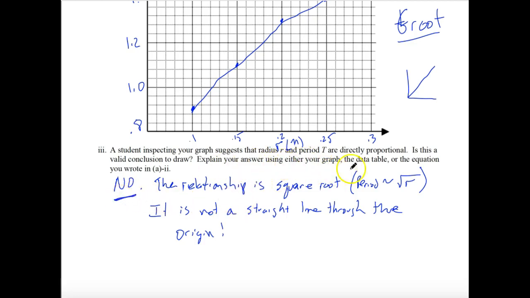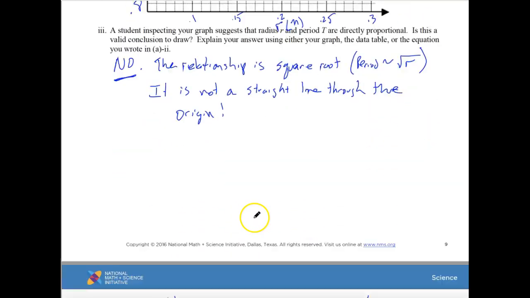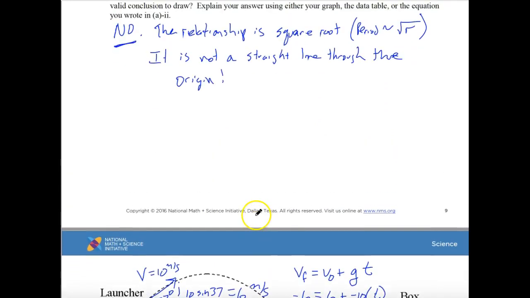Explain your answer using either the graph, the data table, or the equation. We're going to use the graph. We're going to say the relationship is square root, and it is not a straight line through the origin. And that is the end of that problem.